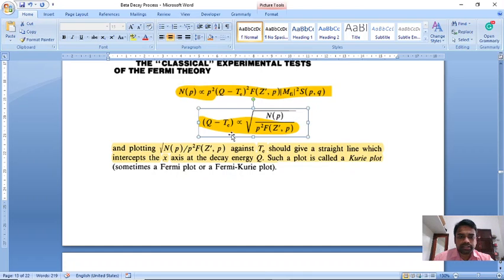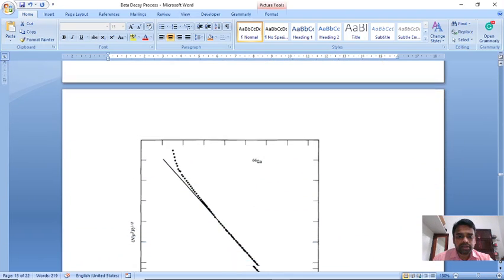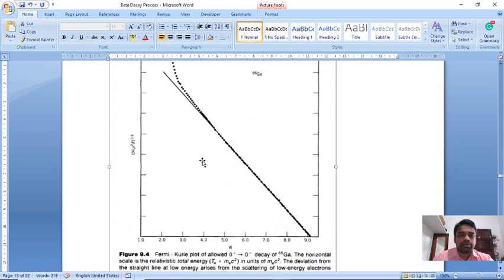We can say that plotting this versus this, we will get a straight line. That straight line plot is known as Curie plot. നമുക്ക് നോക്കാം എന്താണ് Curie plot. ഇതാണ് Curie plot.